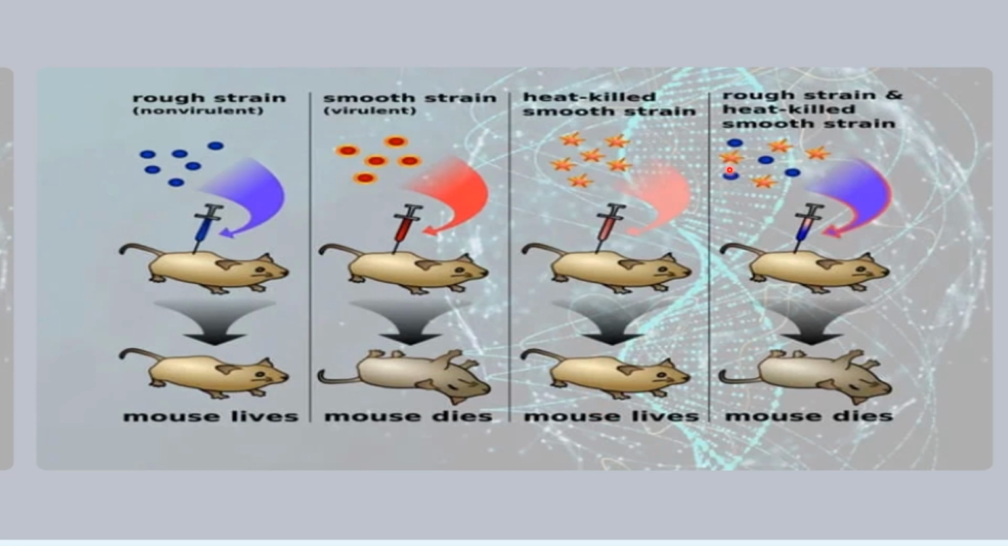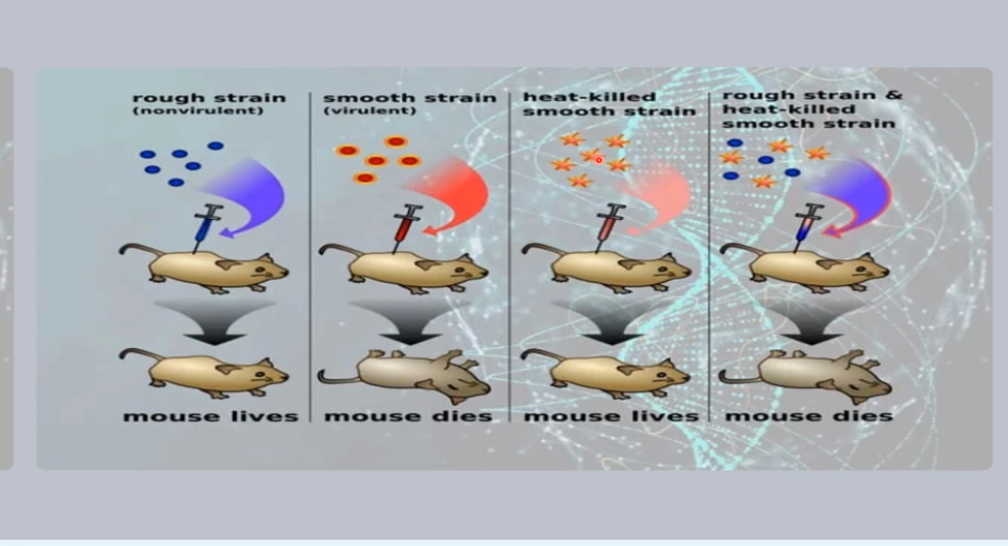So in the fourth part of his experiment, he mixed the rough strain, which is itself non-virulent, and the heat-killed smooth strain, which also does not kill the mouse. When he mixed both these strains and injected them into the mouse, the result was surprisingly different and the mouse dies.